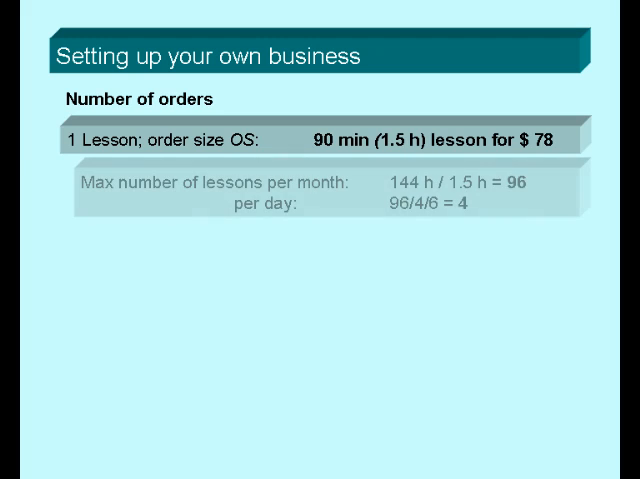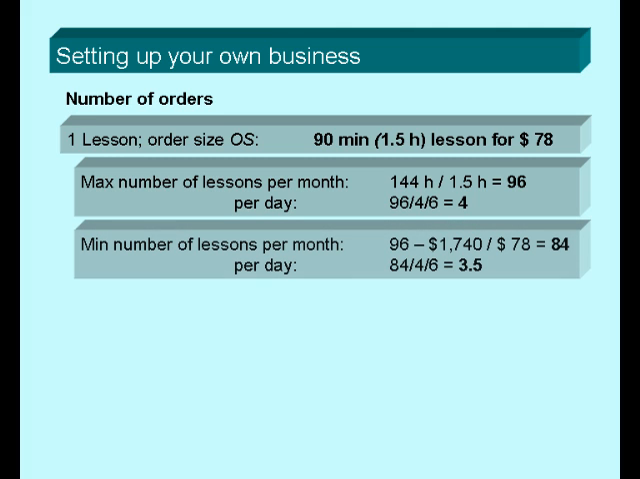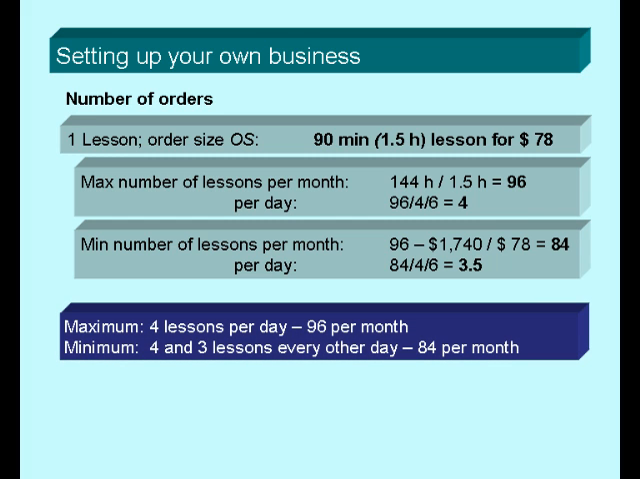The maximum number of lessons per month are 144 hours over 1.5 hours, resulting in 96 lessons per month or 4 lessons per day. The minimum number of lessons we have to give in order to break even is 96 minus our delta order income break even over the hourly rate of $78, resulting in 84 lessons per month or 3.5 lessons per day. That means 4 and 3 lessons every other day.